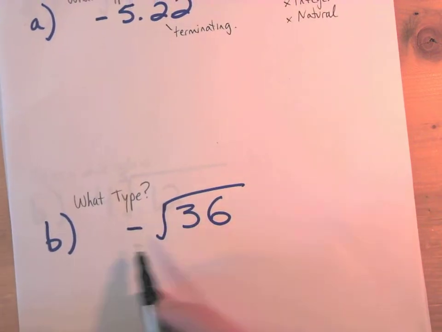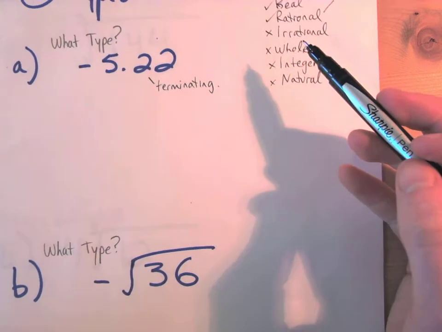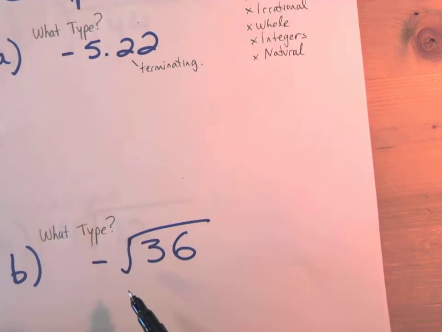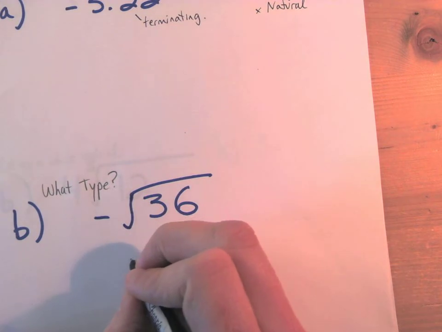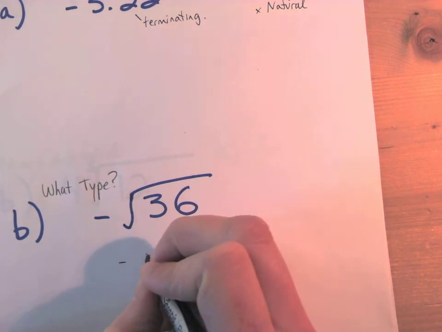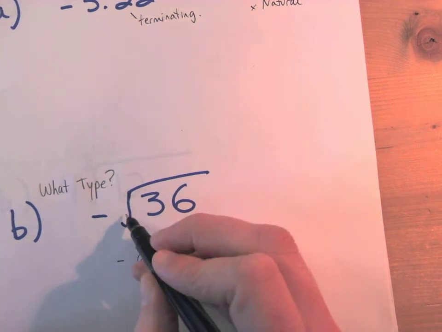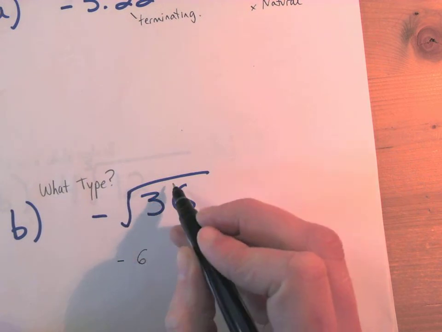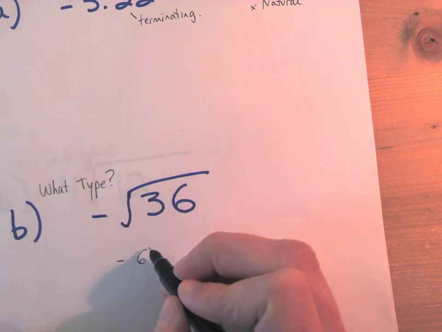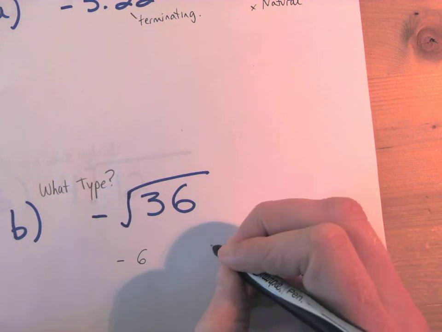All right, so now we go to this one. We have a radical sign, so it's not so easy just to put them in, so we have to simplify it a bit to see if we can classify it. So here we can go negative 6 because root 36 is 6. So we converted all of that just to the 6, so it's negative 6.